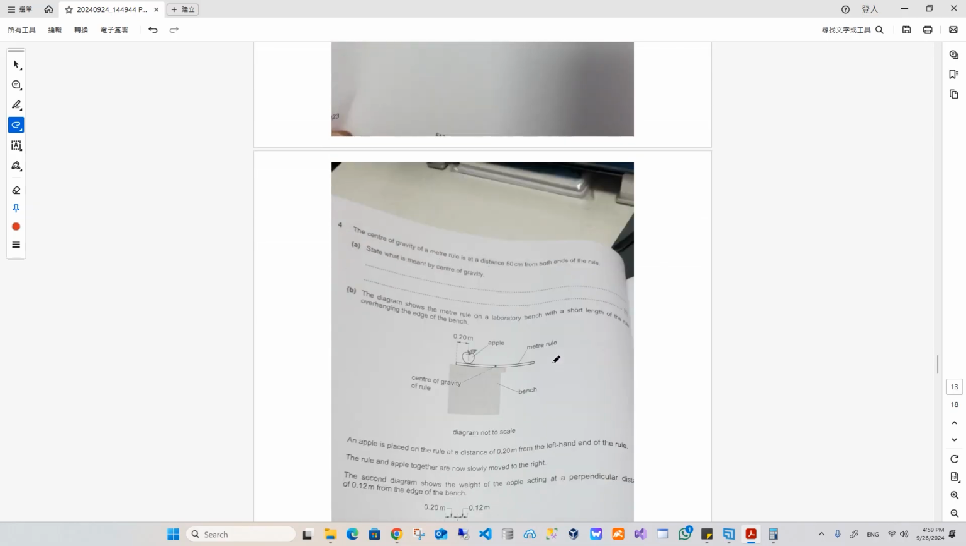The center of gravity of a meter rule. The center of gravity is at the 50 cm distance. Of course, a meter rule is uniform, so 50 cm means the halfway point. State what is meant by center of gravity. You have the definition, right? It is the point where all the weight is considered to act.